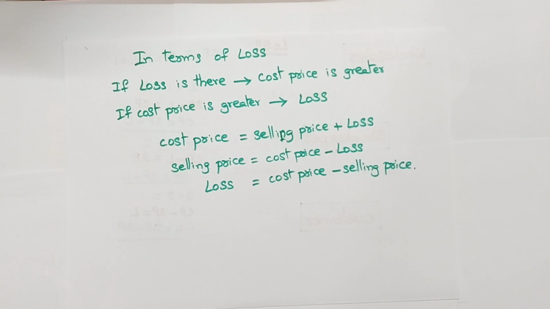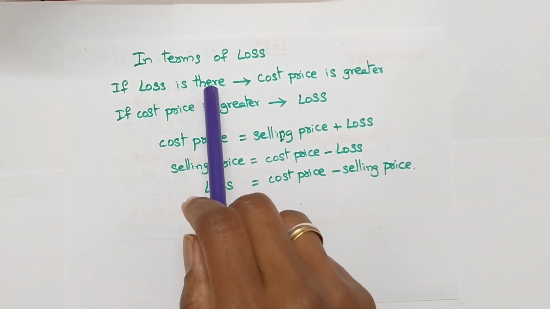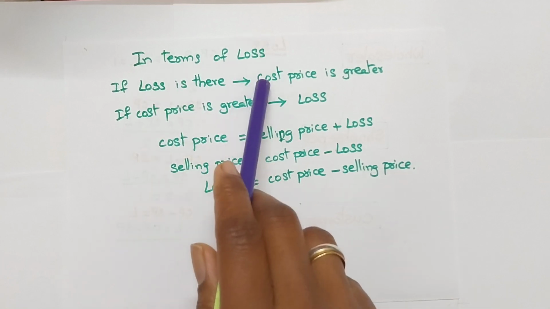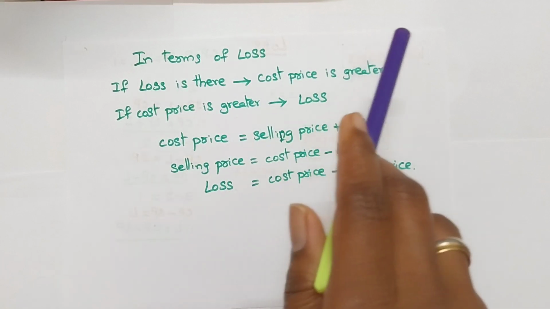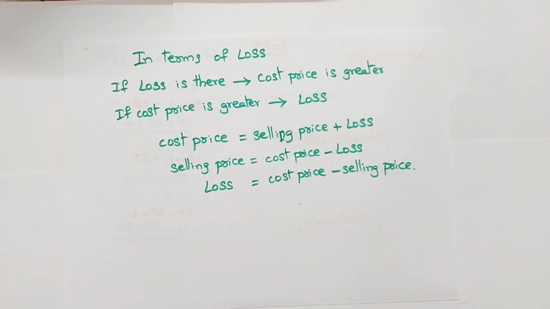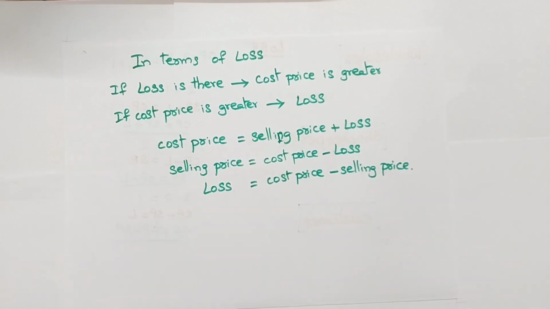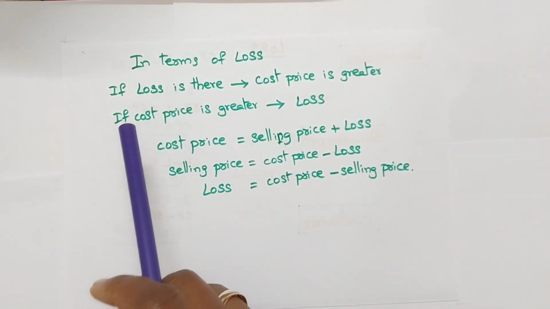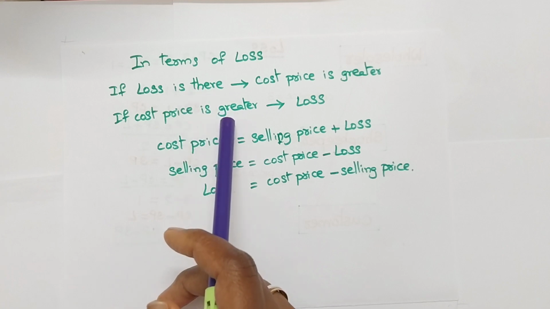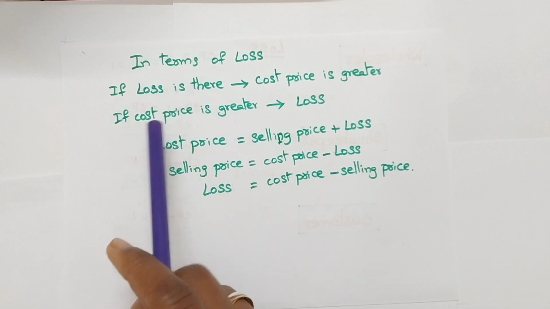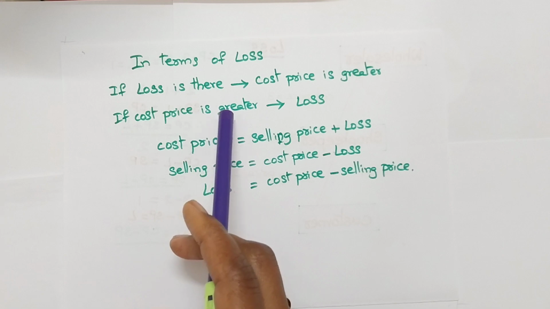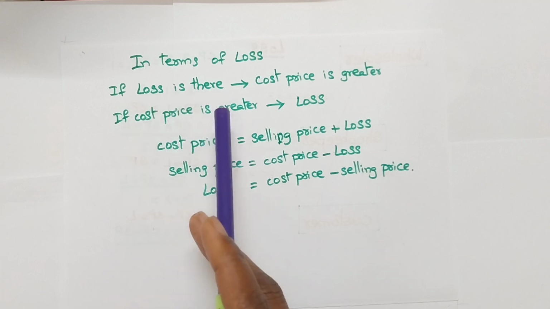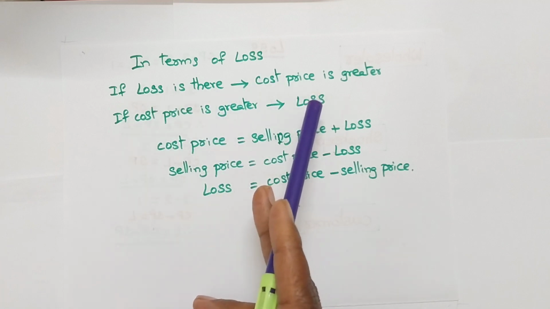In terms of loss, if we see loss in the problem, then that means cost price is greater than selling price. In another direction, if in the problem cost price is a greater value than selling price, that means loss.